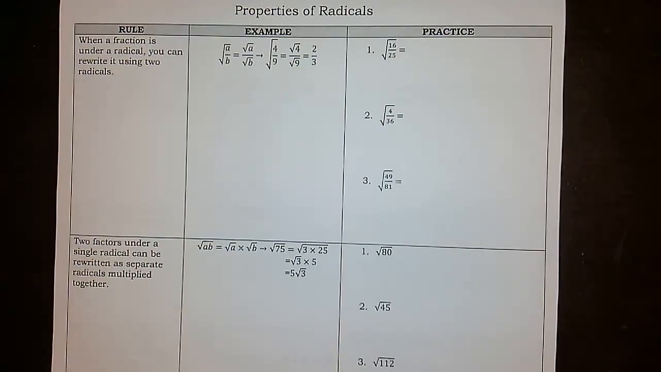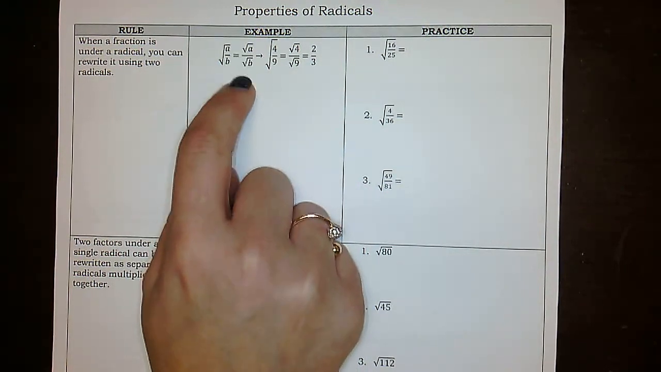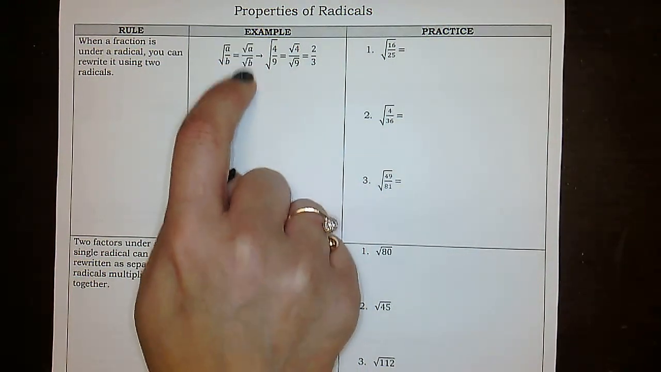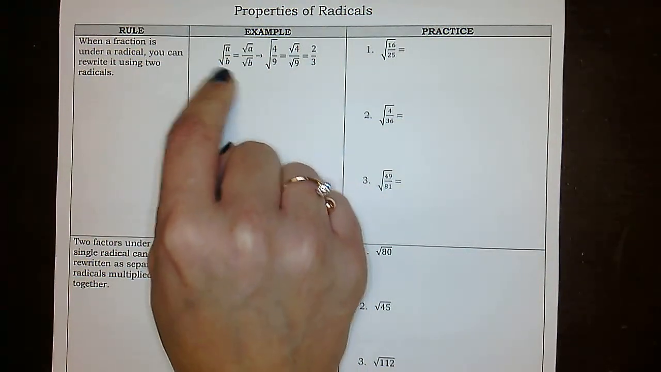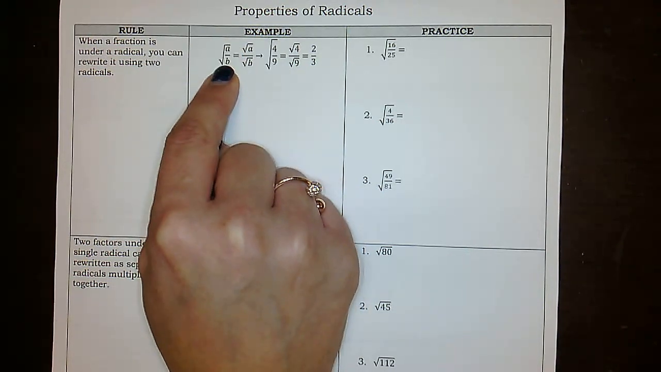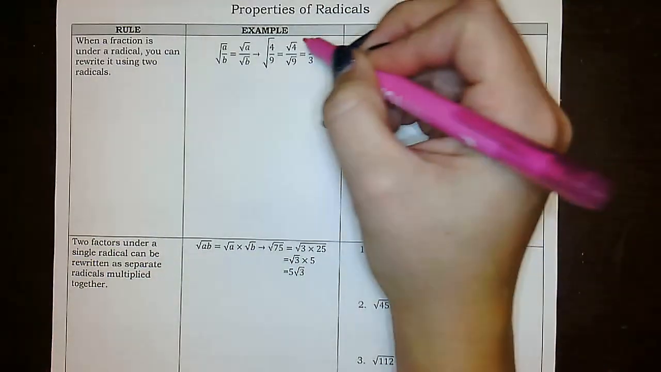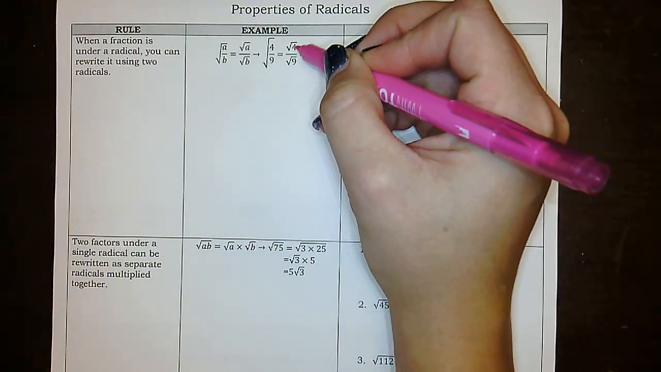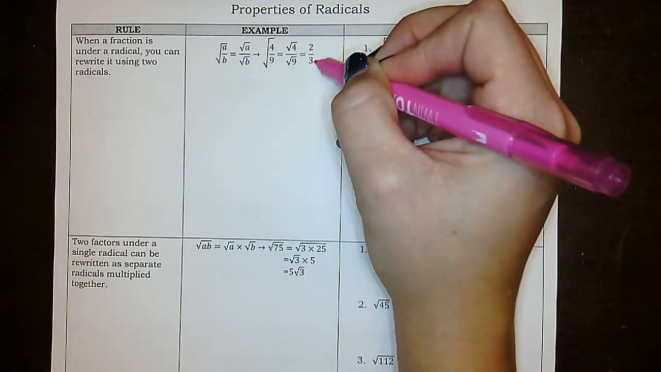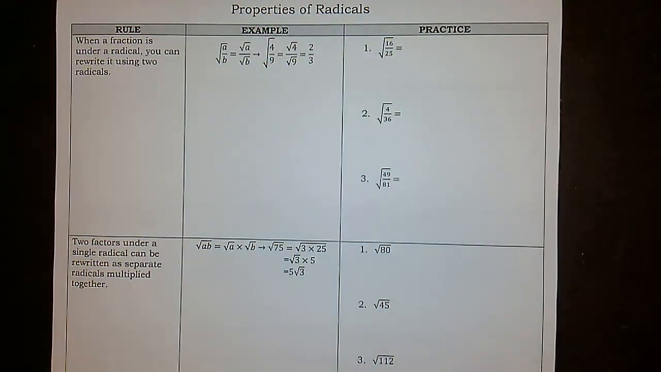So if we have a fraction under a radical, we can separate it into two radicals. So in this example, we have the square root of a over b. And we can separate it by saying the square root of a over the square root of b, and then we can easily simplify it that way. So for this first example, it says the square root of 4 over 9. We can separate them, and now the square root of 4 is 2, the square root of 9 is 3. So it makes it a lot easier if we can do this.